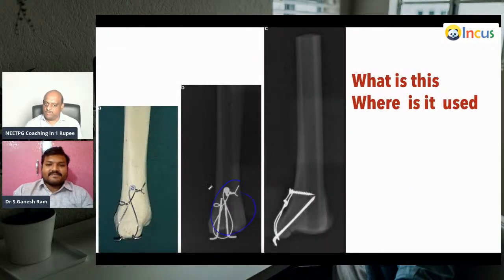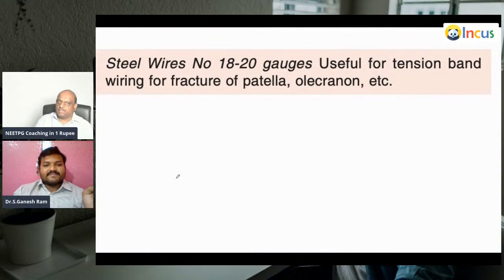What is this and where do we use it? This procedure is called tension band wiring or TBW. It is mostly used in the patella, olecranon and medial malleolus. Great. So the steel wires.